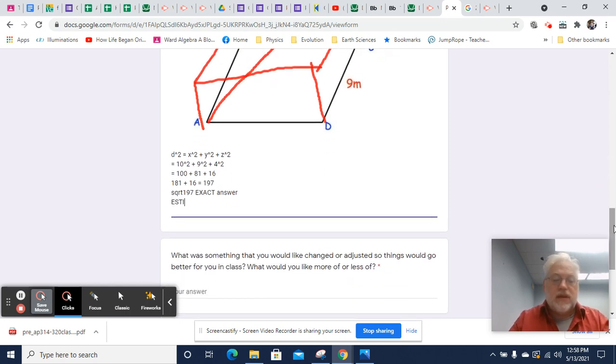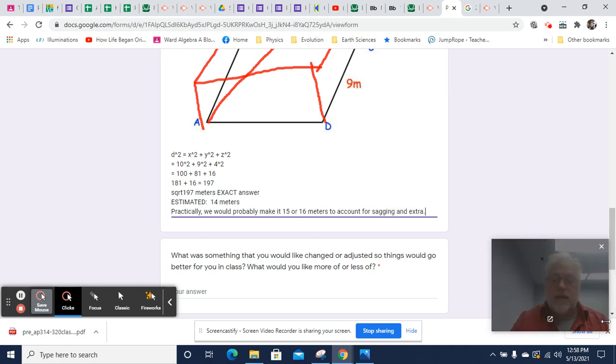Okay, estimated 14 meters. Okay, and that's square root of 197 meters, since we're actually measuring it. And honestly, practically, we would probably make it 15 or 16 meters to account for sag and any slack that we needed. And that's a good place to stop.